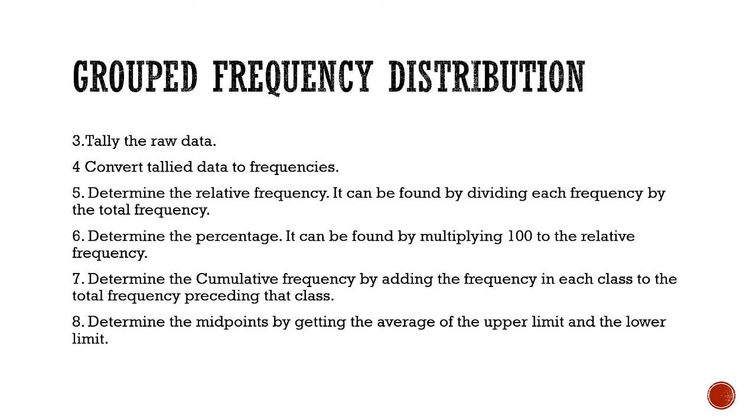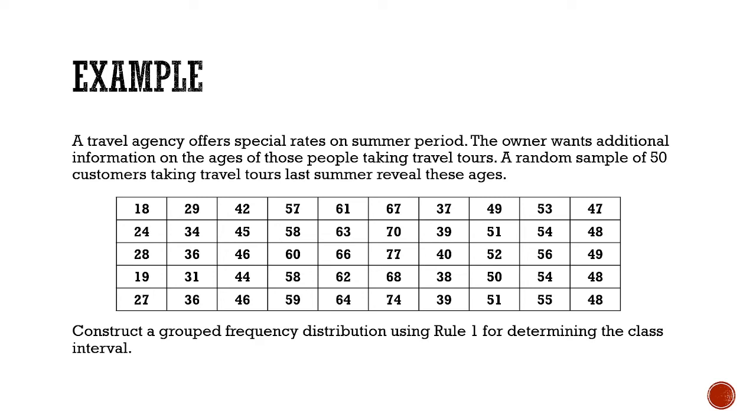So I have here an example. We actually have a travel agency that offers special rates at summer period. The owner wants additional information on the ages of the people taking the travel tours, and a random sample of 50 customers taking the travel tours last semester revealed these ages. So in here, we'll be constructing a group frequency distribution table using rule 1 for determining the class interval.